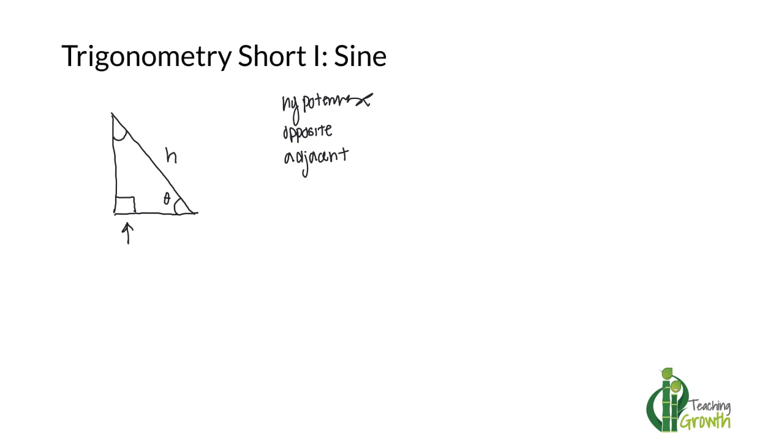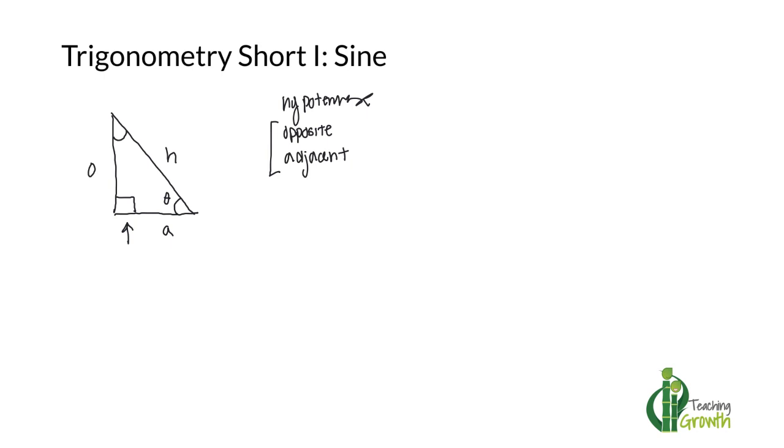Now, for the opposite and adjacent, these are where it depends on which angle you choose. So we chose this angle. In this case, our adjacent is going to be the leg adjacent to the angle, and we're going to call it A for the first letter of the word. The opposite, as you may already suspect, is going to be the leg that's opposite to the angle we chose. So this leg will be the opposite.